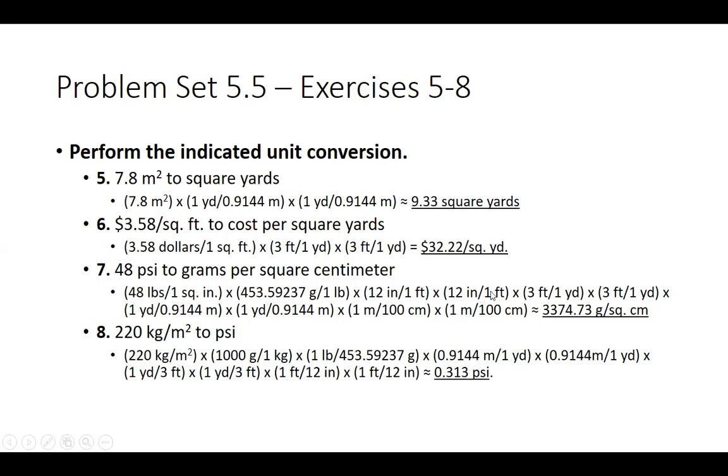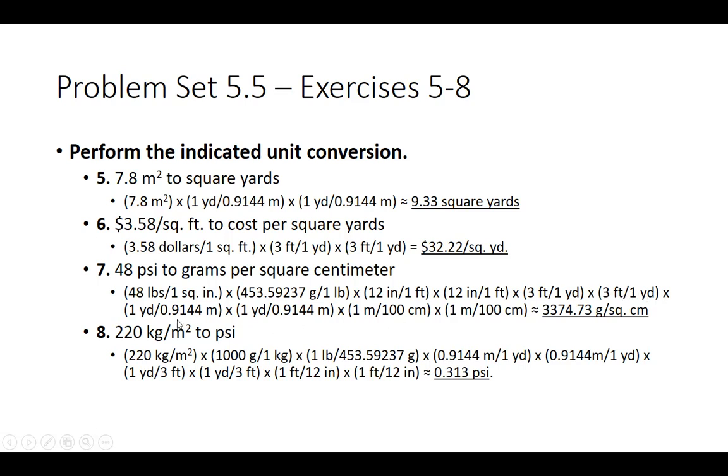Now we need to change those square feet to square yards, so we need feet on the top twice to get rid of the square feet on the bottom, and we need yards on the bottom twice to get to square yards on the bottom. We're going to use 3 feet over 1 yard twice. Feet on the top twice cancels out square feet on the bottom, yards on the bottom twice. We are now in grams per square yard.